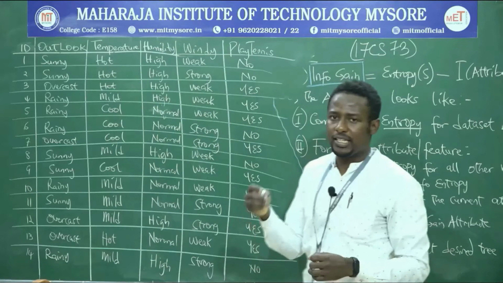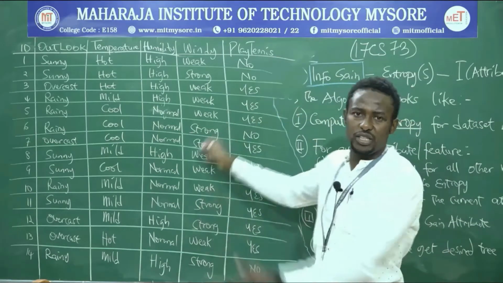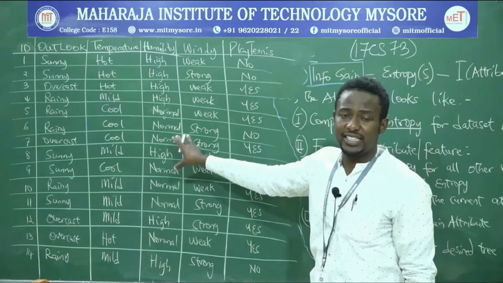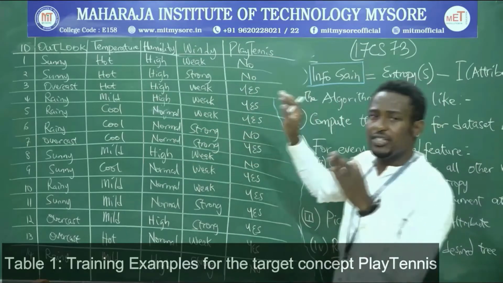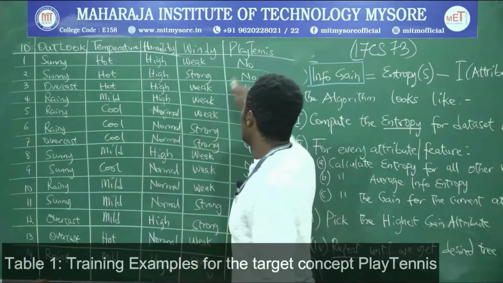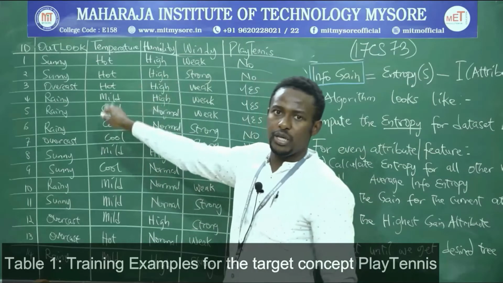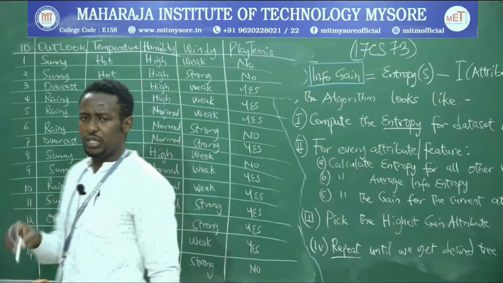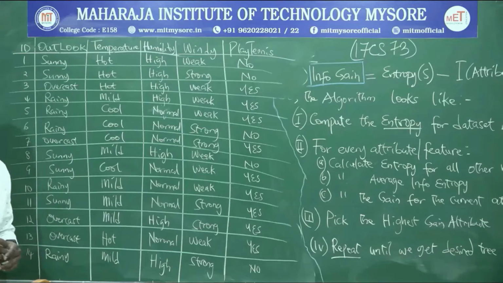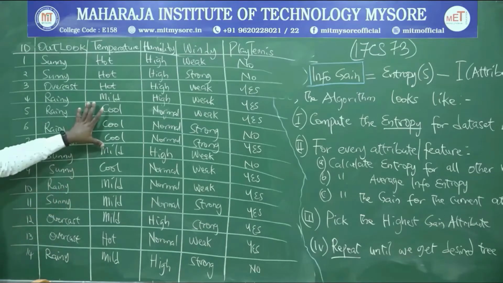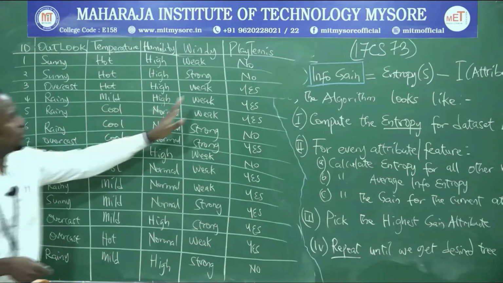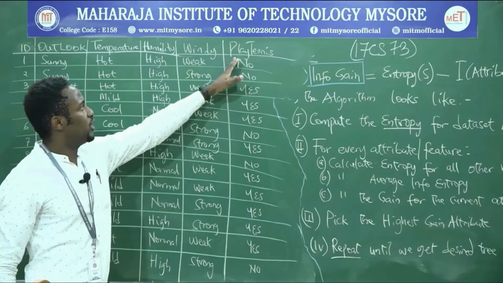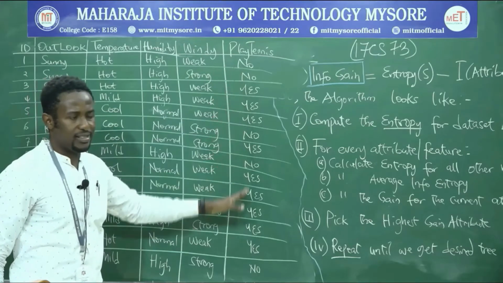My instruction is, given this data set, I want you to decide whether tennis will be played or not, based on these conditions. So what you have to do now is find out what influences playing of tennis. This becomes our predictor class, so this now is what decides.